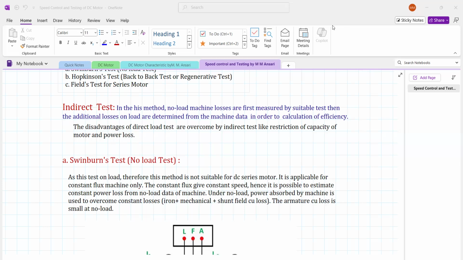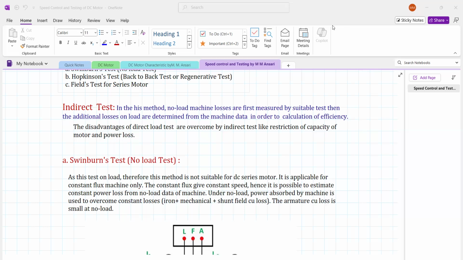Now, the prime objective of the indirect method of testing is to reduce the losses, and the method should be applicable for higher capacity motors. The disadvantages in the direct load test are overcome by the indirect method of testing, like the restriction of capacity. In the direct load test, it is difficult to conduct the load test on higher capacity motors like 25 HP, 50 HP and 100 HP motors.